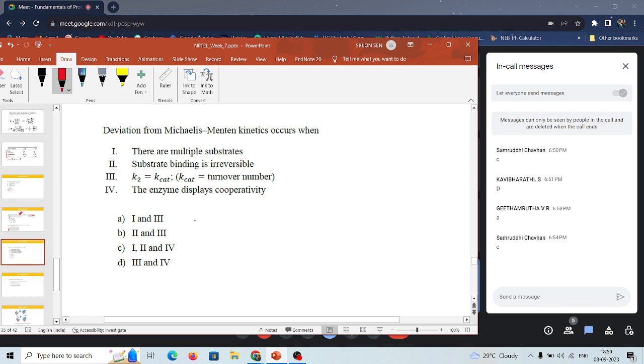Okay, this is a question from the Michaelis-Menten equation. So derivation from Michaelis-Menten kinetics occurs when there are multiple substrates, substrate binding is reversible, K2 equals Kcat, and the enzyme displays cooperativity. So which of the following thing or things occur during the derivation of Michaelis-Menten kinetics?